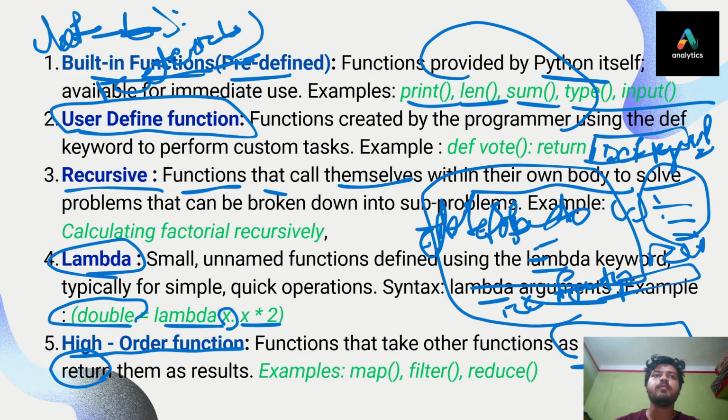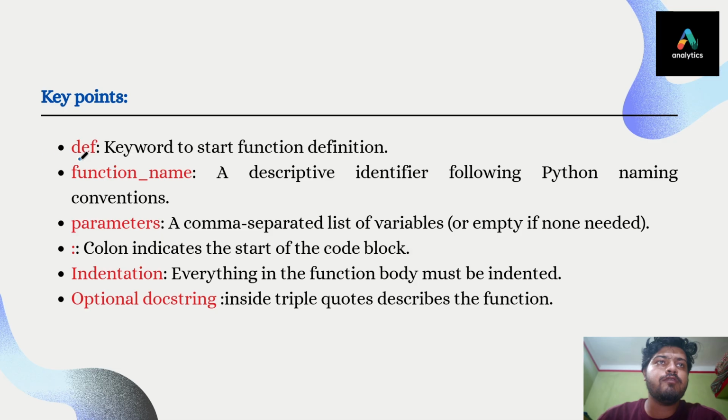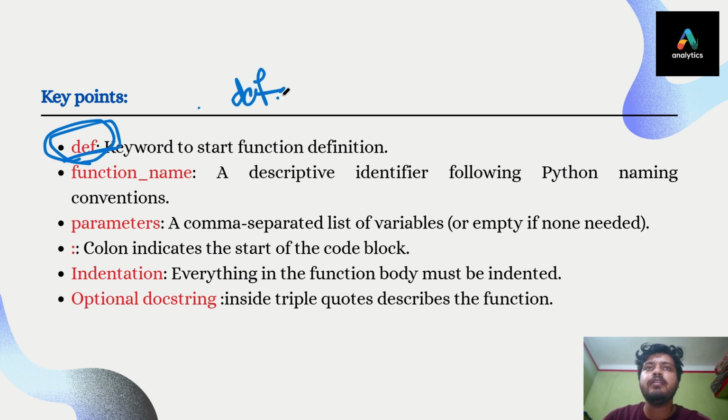Let's see the key points of the function. First is definition. Using def we can define a function. Def, then the function name.